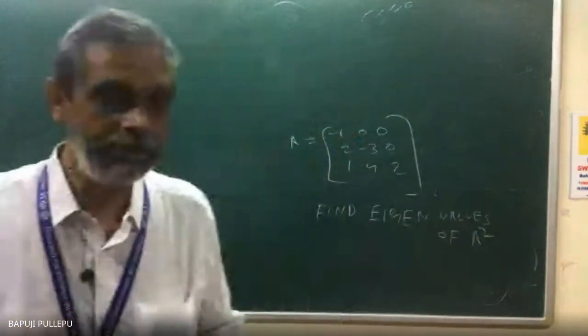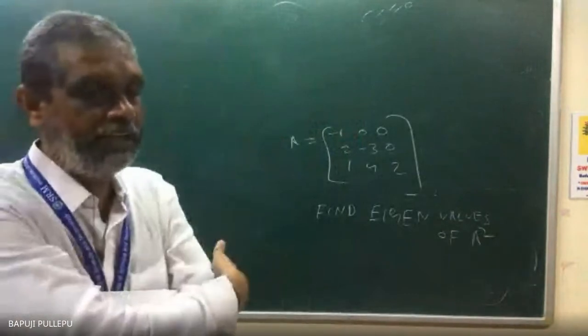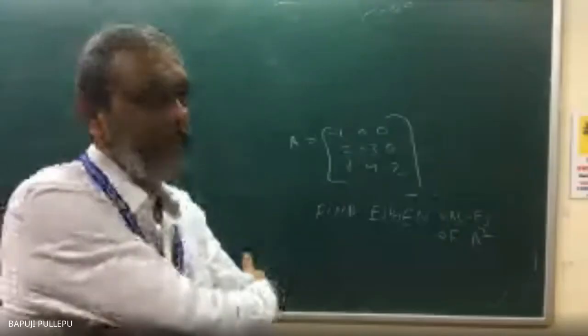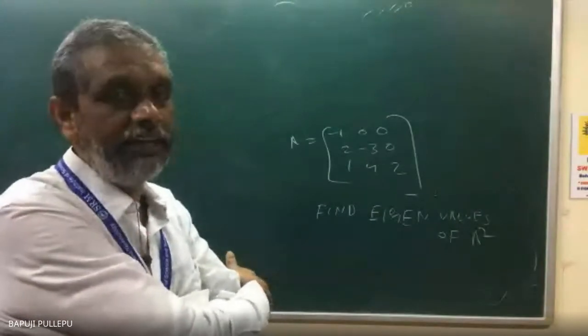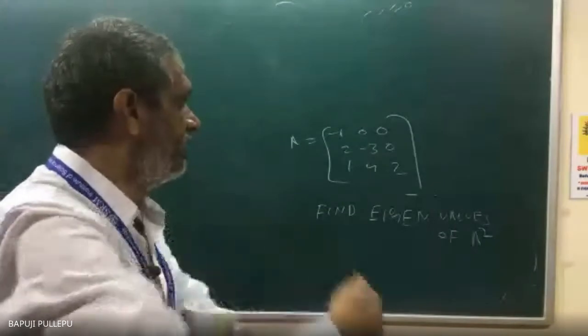First of all, if you know the eigenvalues of A, you can tell those of A square. Who are the eigenvalues of A? The eigenvalues are -1, -3, 2. Why? Because the upper half is 0. Is it a lower triangle or an upper triangle? It is a lower triangle. Either way, whether it is a lower triangle or an upper triangle, the diagonal elements can be taken as the eigenvalues. So what are the eigenvalues of A?